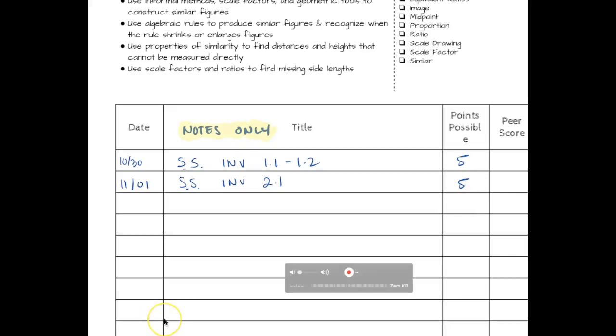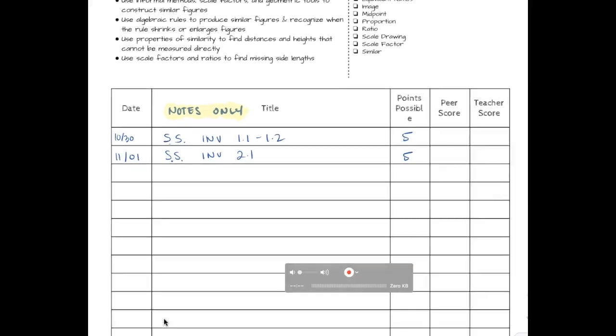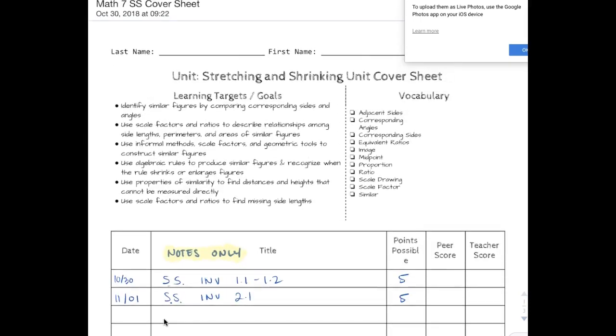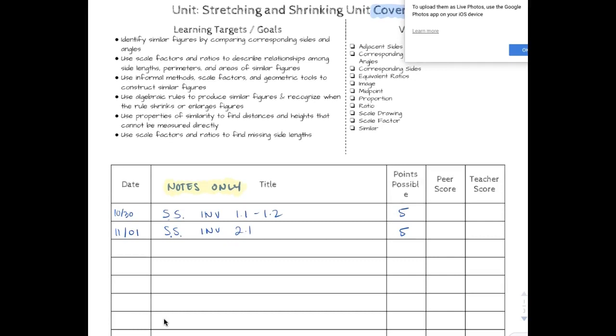Okay, so I am out today, and you have a sub. The first thing you should do is take out your cover sheet for this unit, which is stretching and shrinking. And you're going to update your title to include today, which is stretching and shrinking, investigation 2.1, your notes.